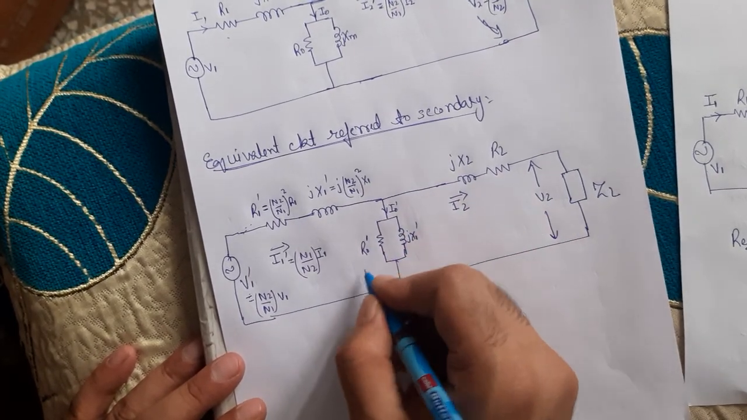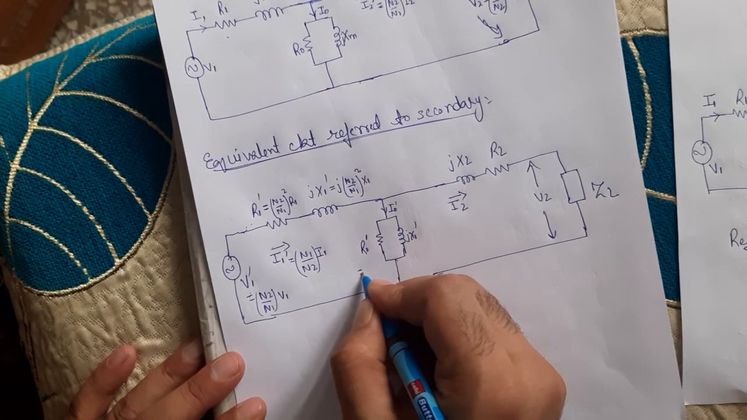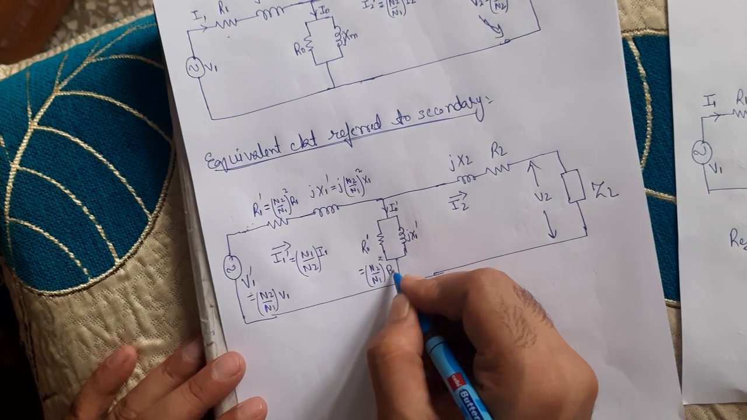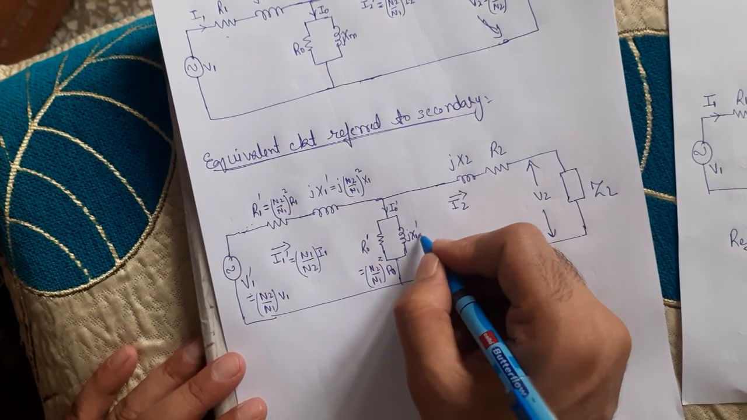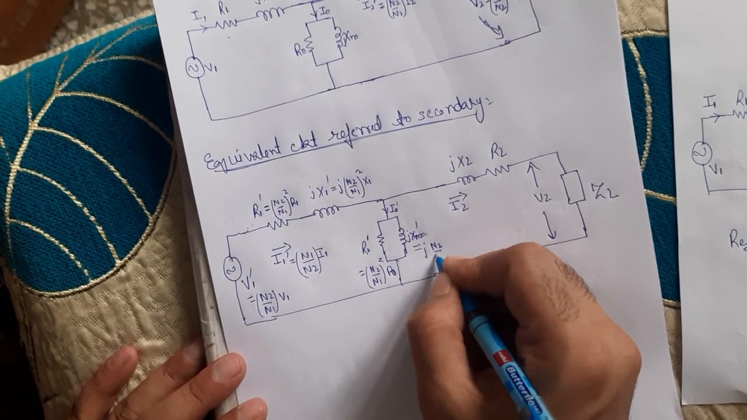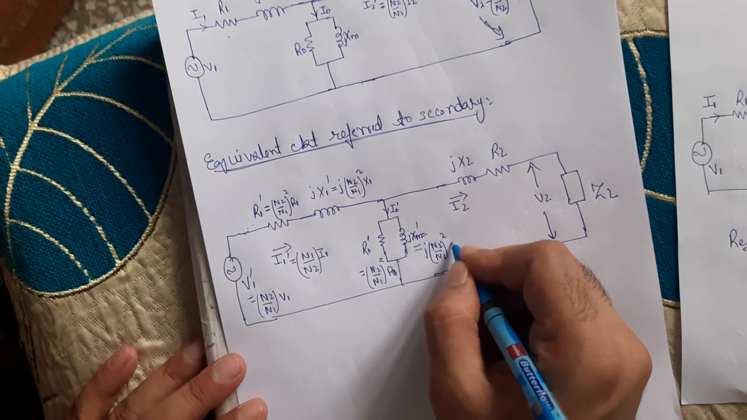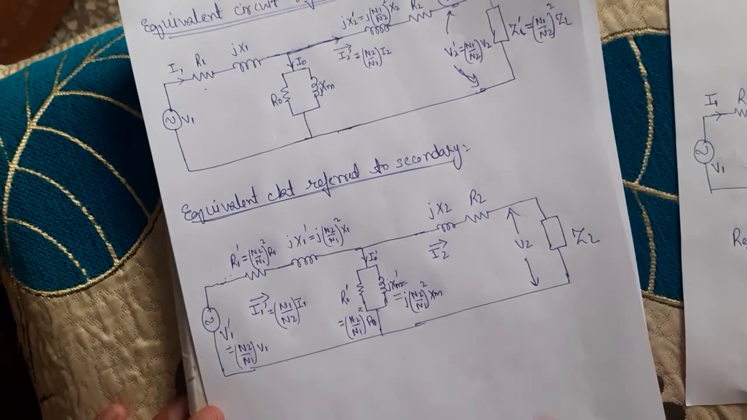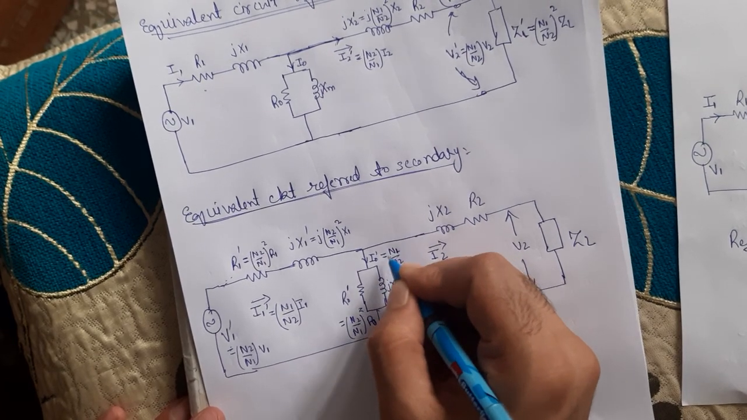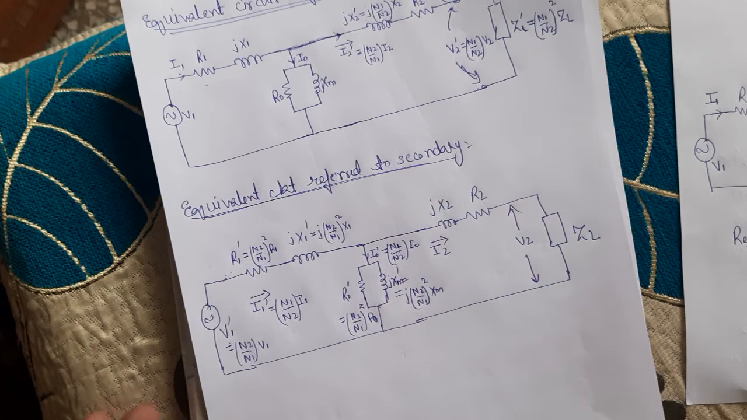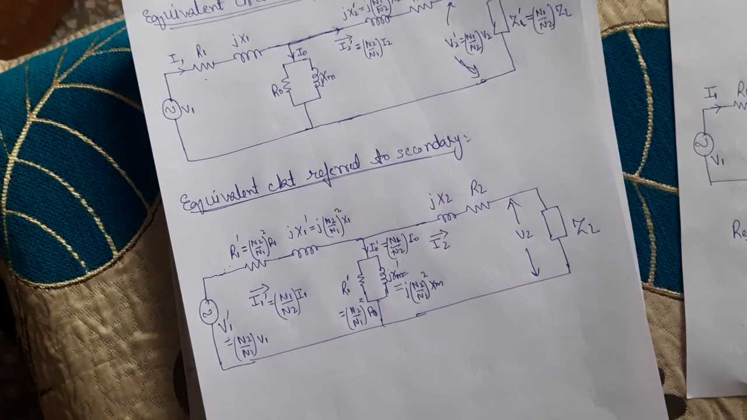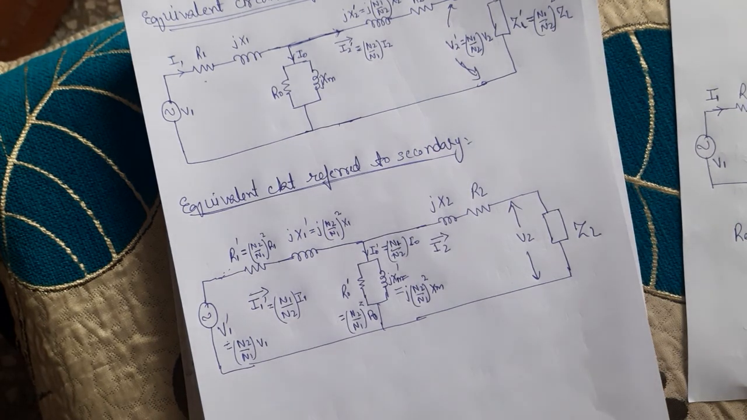So this R0 dash will be represented by (N2 by N1) whole square R0, and this XM term will be represented by j (N2 by N1) whole square XM, and I0 dash will again be N1 by N2 into I0. Okay, though it looks difficult, it is easy. You just have to take the turns ratio.